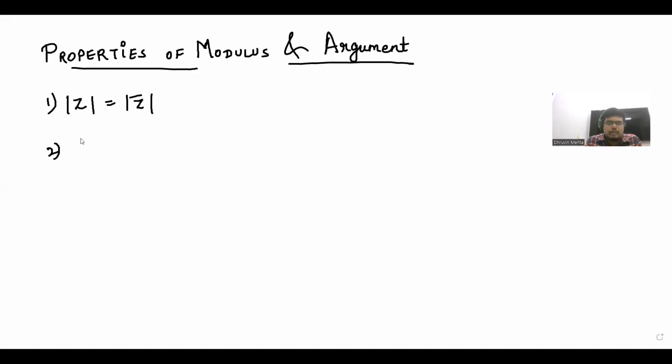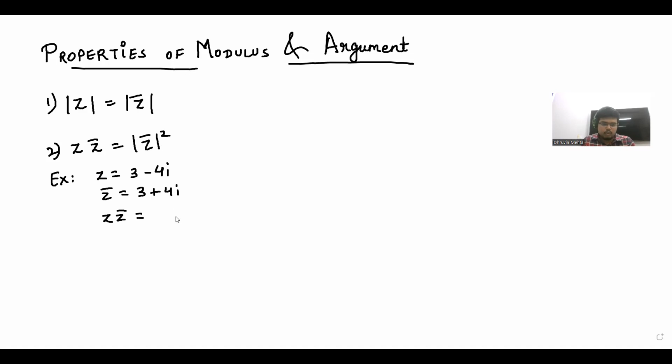Next property is very important property. It will be used in many sums. So z multiplied with z bar. When we multiply z with z bar, that is actually modulus z ka square. Let us verify this with one example. So if we have z as, let's say, 3 minus 4i, so z bar will be 3 plus 4i. Now when we multiply z with z bar, ठीक है, ये orally करते हैं. Let's multiply these numbers. Do you realize this is one of the expansion formulas?